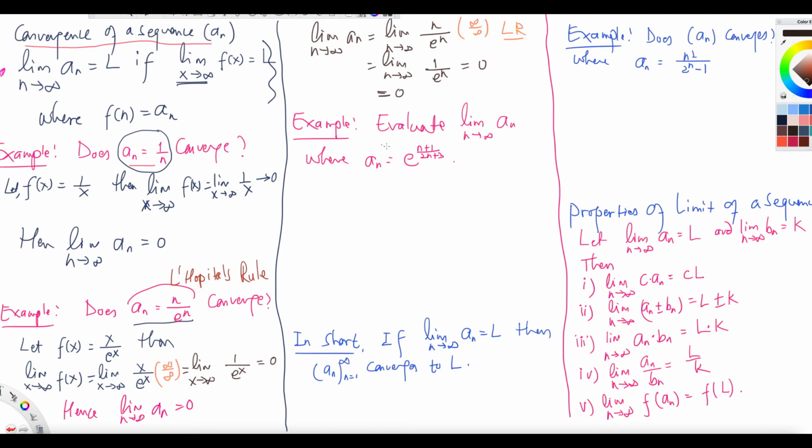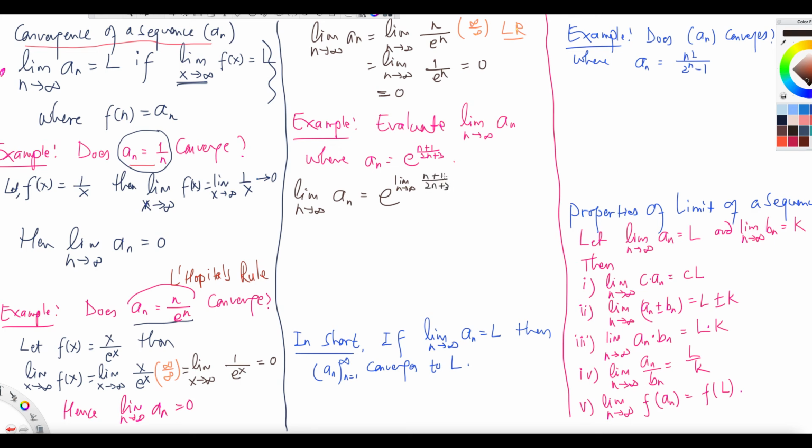Okay, guys, how about this example? Evaluate the limit as n tends to infinity of a_n, where a_n is (e to the n plus 1 over 2n plus 3)... Okay, we will use L'Hopital's rule again, but in the exponent. So let us do that. So the limit as n tends to infinity of a_n is equal to, you can write, e to the limit. You can move that limit to the exponent, right? As n tends to infinity of (n plus 1) over (2n plus 3).